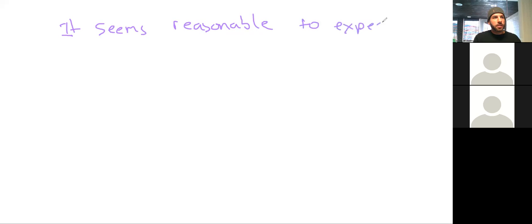Okay, so what does it seem reasonable to expect? Well, it seems reasonable to expect that if I add up a sub 1 plus a sub 2 plus a sub 3, if I decide to add this up to some number a sub n, we expect that this would be less than this.